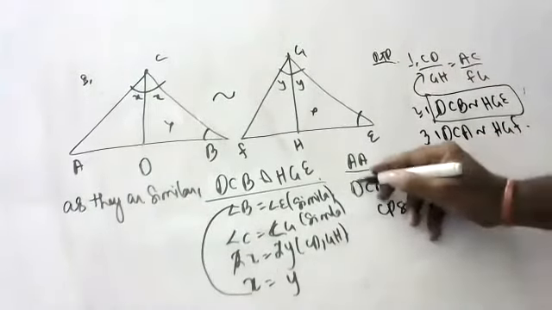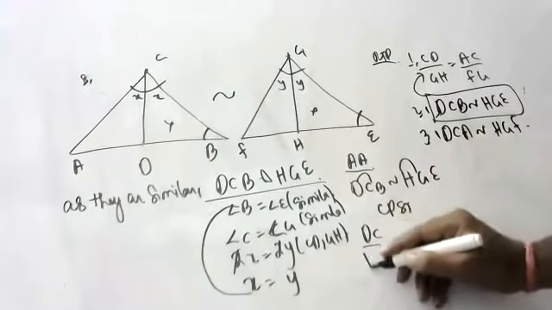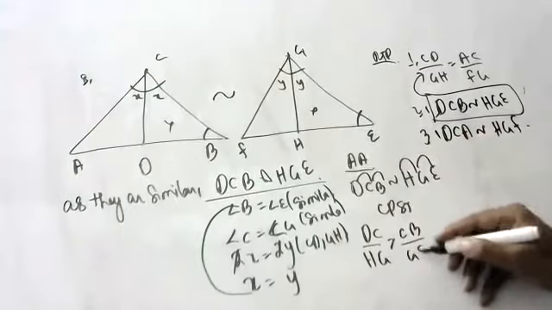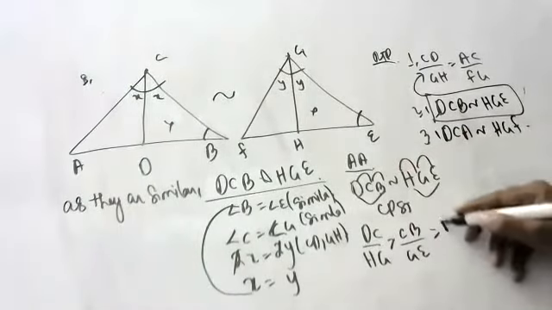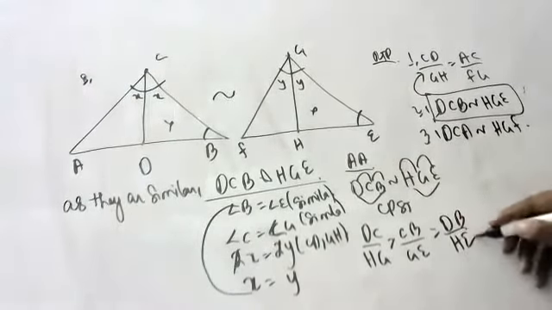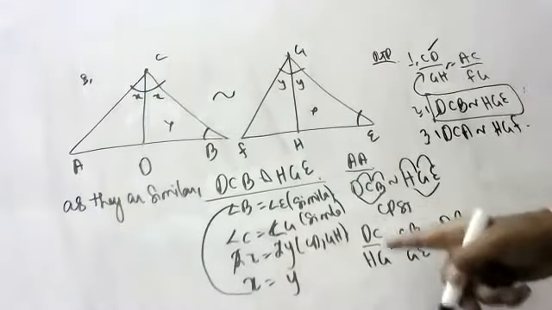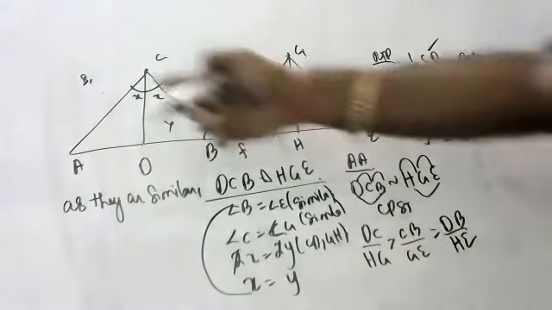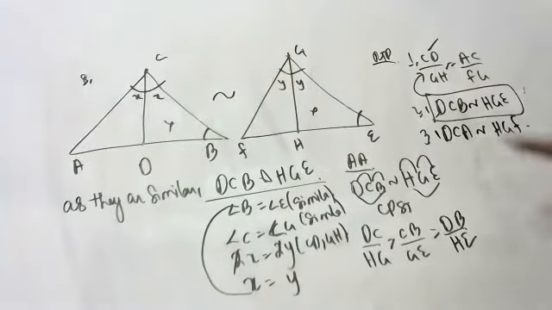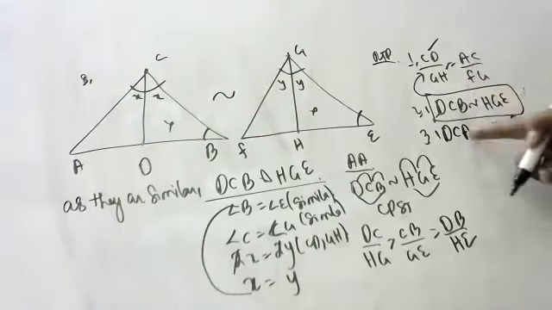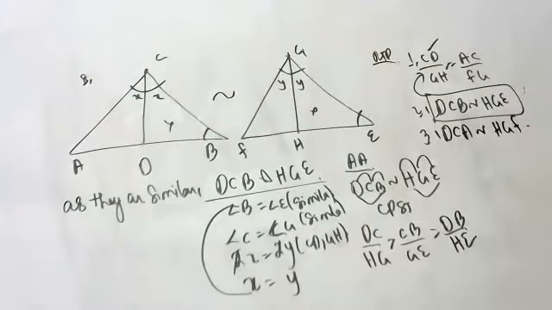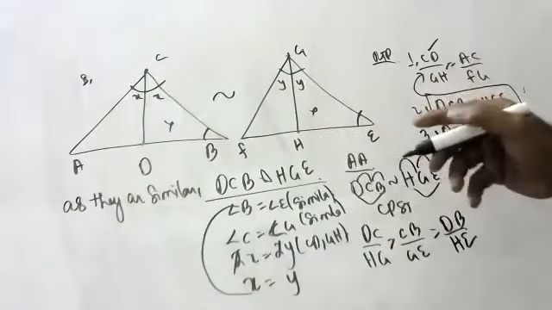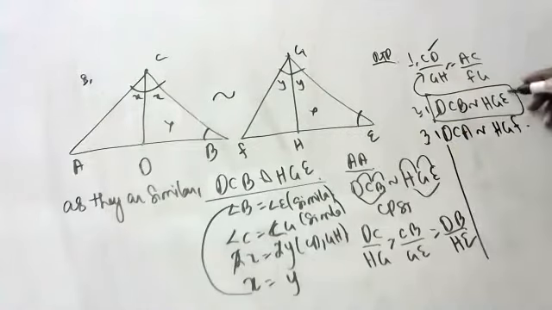By CPCT, DC by HG, CB by GE is equal to DB by HE. Okay, children. CB by GE is equal to AC by FG. AC by FG will come after proving both of these, children. Or else no need, because they are similar triangles, no? Directly it won't come, children. Okay, this second proof is over.